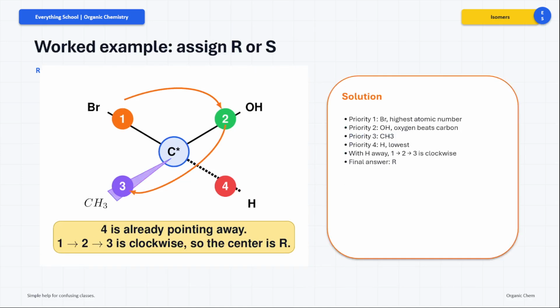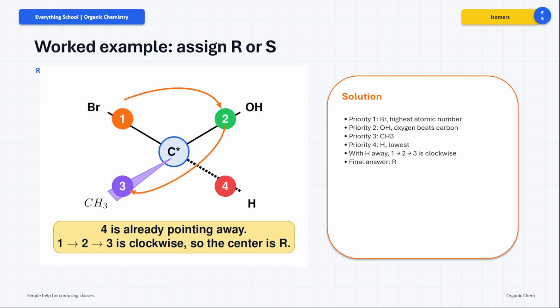Slide 20. Worked example. Assign R or S. Imagine a chiral carbon attached to bromine, chlorine, a methyl group, and hydrogen. Bromine has the highest atomic number, so bromine is priority 1. Chlorine is priority 2. The methyl group is priority 3. Hydrogen is priority 4.